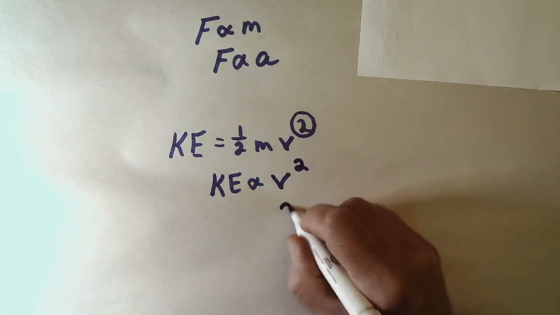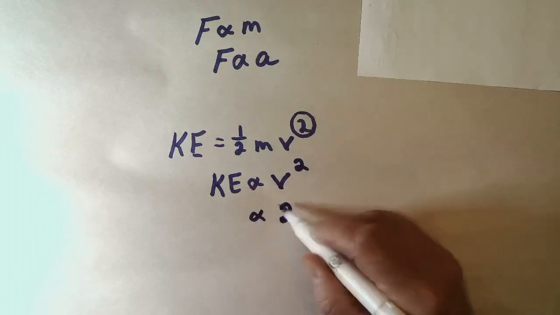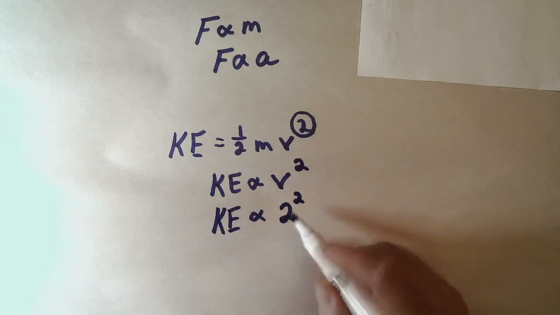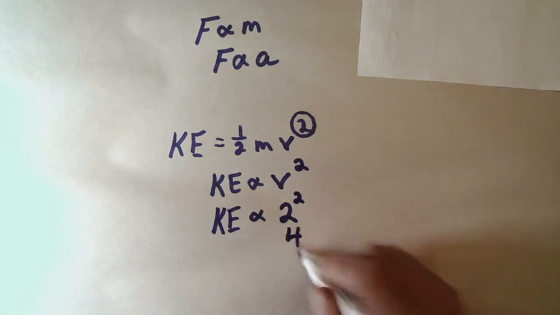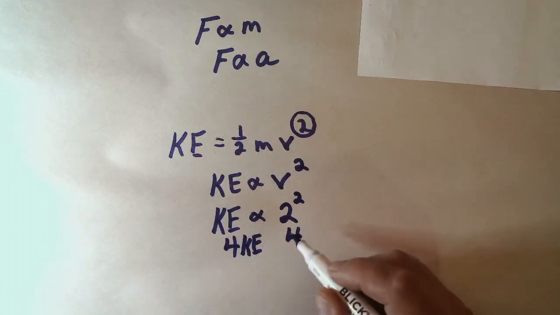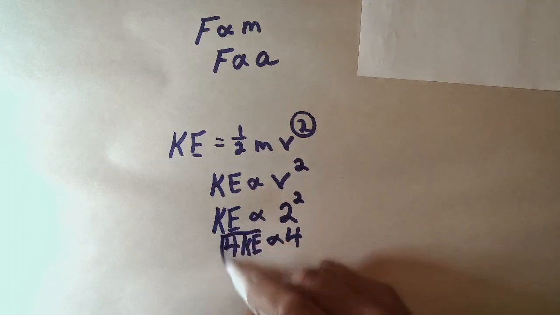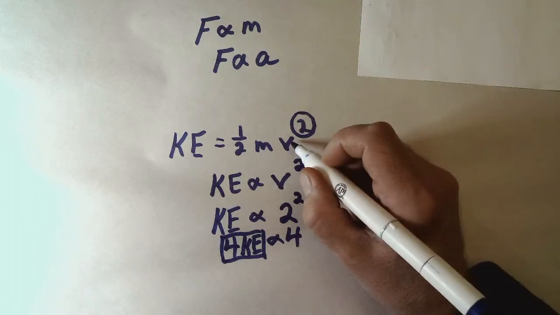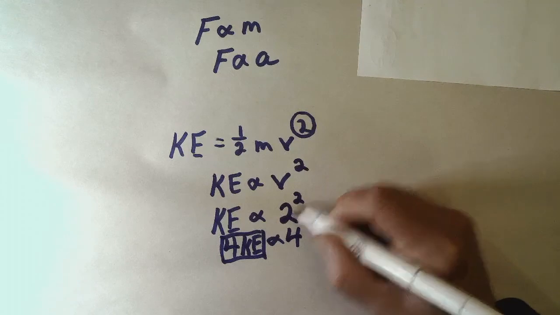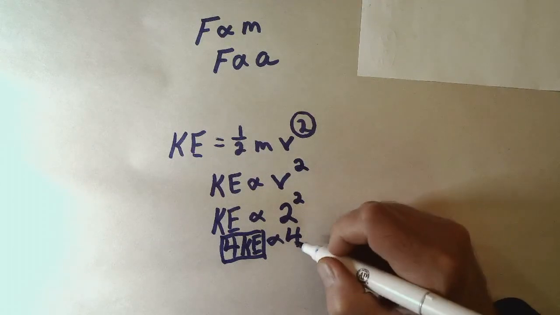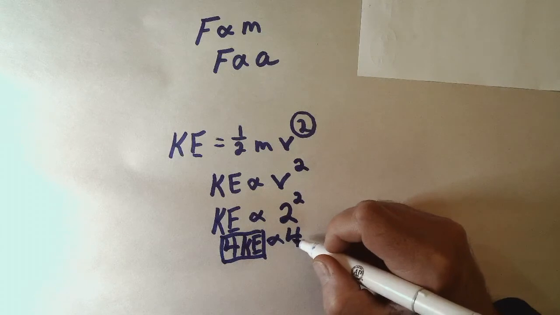So what happens to my kinetic energy if I'm going twice as fast? Well, 2 squared. So now we have kinetic energy proportional to 2 squared. That's 4. So kinetic energy has 4 times as much. So a 60-mile-an-hour car crash, how much worse is it than a 30-mile-an-hour car crash? Well, I have doubled my velocity. 2 squared. So we're saying that a 60-mile-an-hour car crash is 4 times as bad as a 30-mile-an-hour car crash.